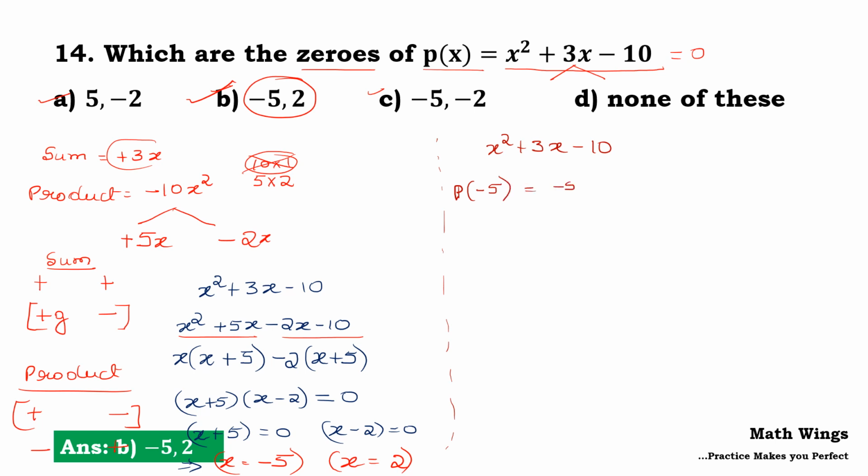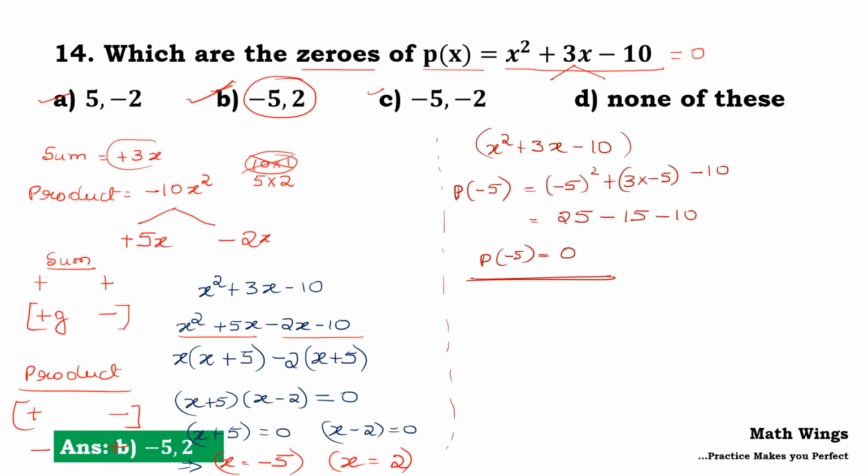So minus 5 whole squared plus 3 into minus 5 minus 10. That is equal to minus 5 whole squared is 25. Then 3 into 5 is 15, and here plus into minus becomes minus 15, minus 10. So when we simplify this, 25 minus 15 is 10, 10 minus 10 is 0. So this implies that minus 5 is the zero of the given polynomial.